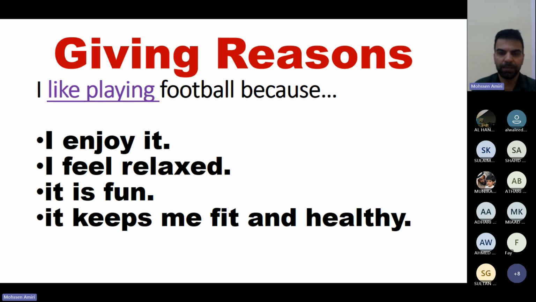it keeps me fit. Fit, what do we say for fit in Arabic? Any idea? Fit. When you are healthy, for example, when you are not fat, overweight, and when you are not very thin, you are fit. Fit: not fat, not thin. Then this is called fit. For example, football players are very fit because they always work out.